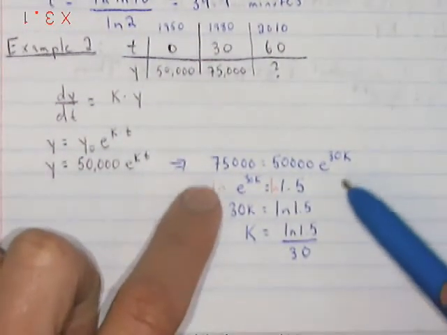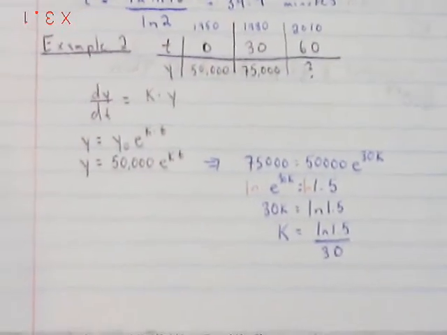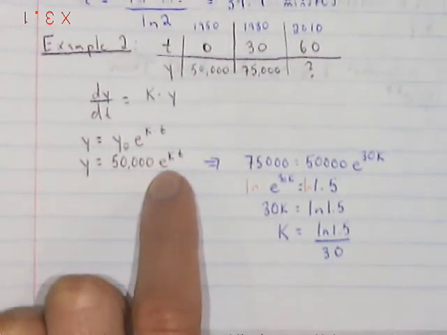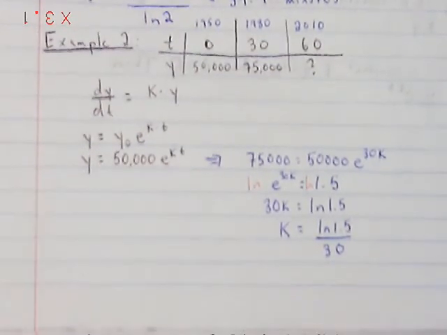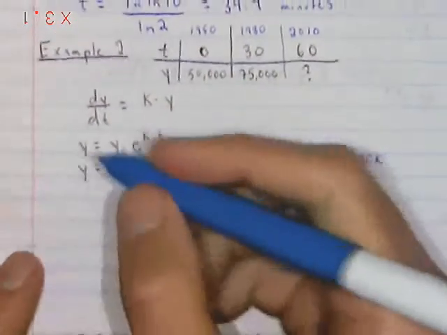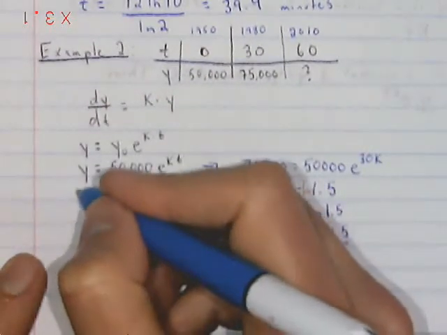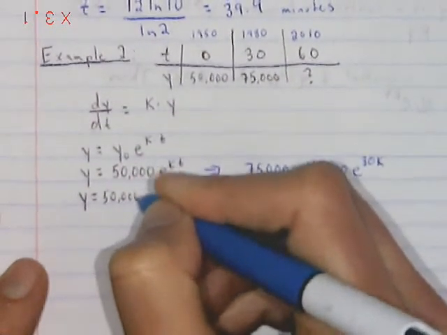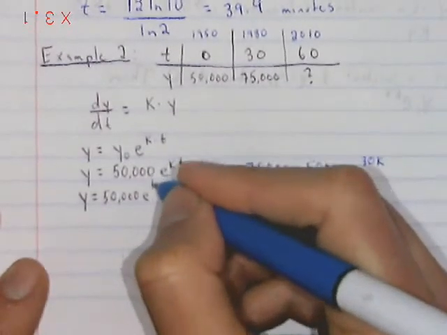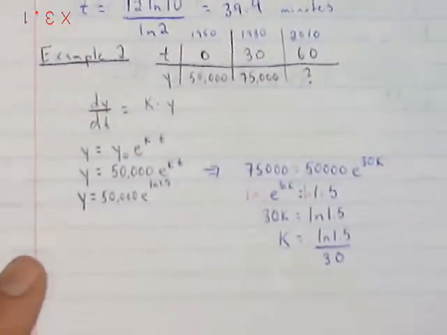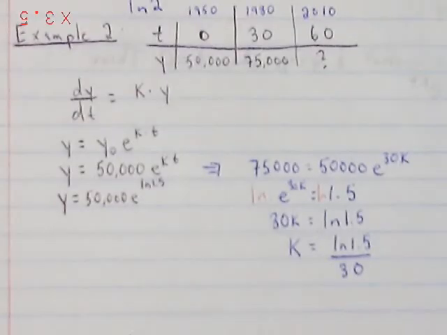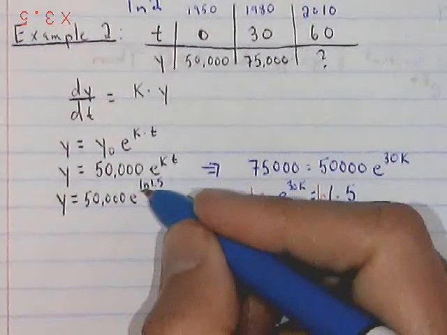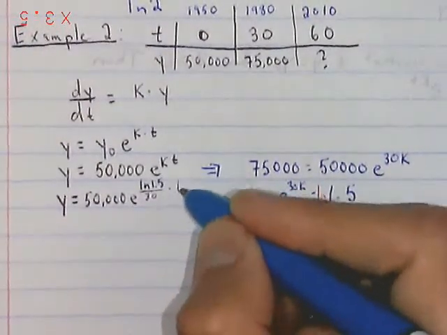Okay, same process as above. And just like above, we're going to initially substitute this quotient in for k, but then we're going to do some rearranging that allows us to write it in a slightly nicer fashion. But first we are going to do just a straight substitution, that our function should be 50,000 e to the ln of 1.5 divided by 30 times t.